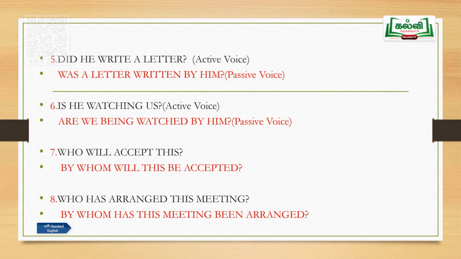So never forget to add the question mark even when you change it from active to passive or passive to active. Who has arranged this meeting? By whom has this meeting been arranged? So note the changes in all these four sentences that you see in front of you, and how the sentence, when changed from active to passive, how the subject and the object change, and also how that by is added in the passive voice, and also the question mark that you need to add in the passive voice.